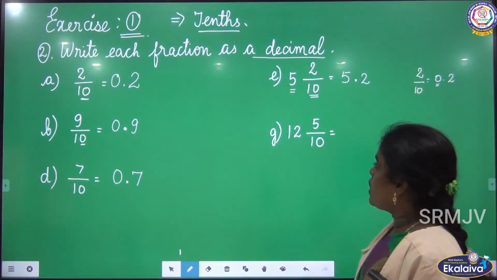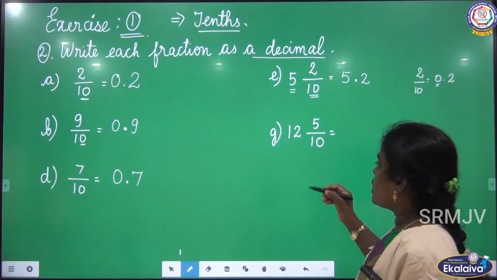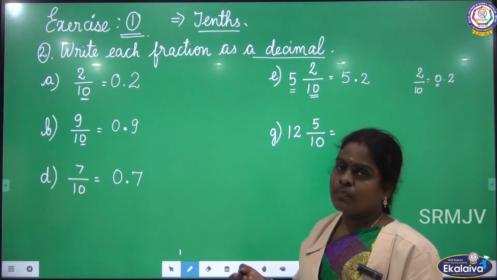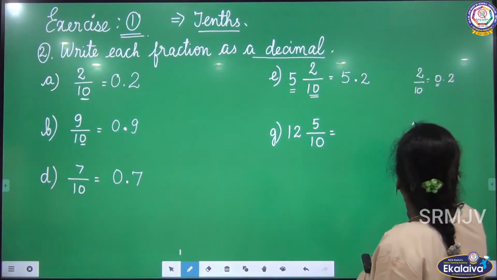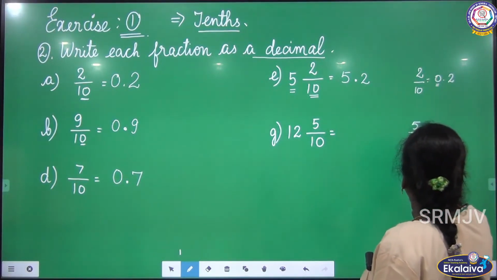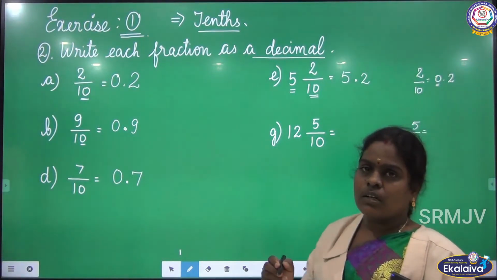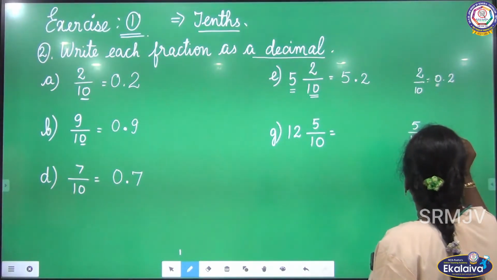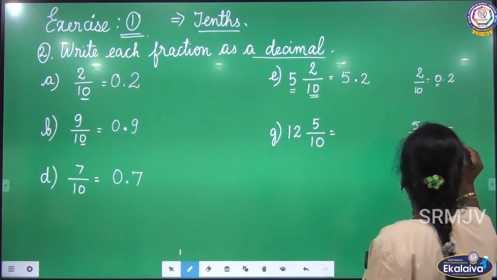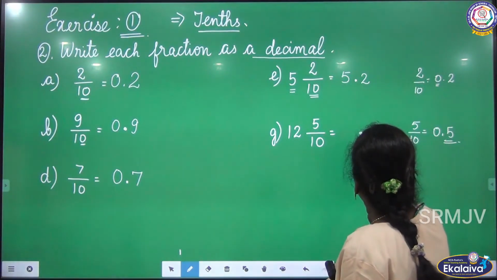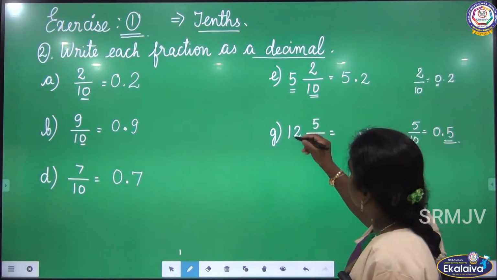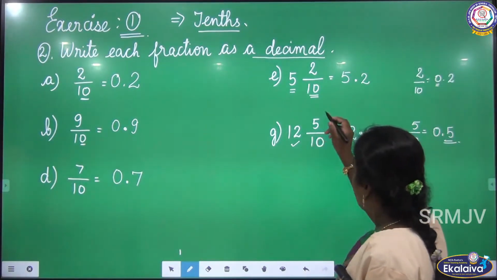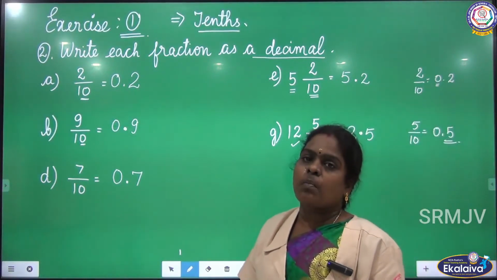Look at the next question, 12 5 by 10. Here 12 is the whole part and 5 by 10 is a fraction. So, first we will convert 5 by 10 into the decimal. What will you get? 5 by 10 is equal to 0.5. So, write down the decimal part alone, 0.5, and in the whole number part we have to write 12. So, 12 5 by 10 is equal to 12.5.